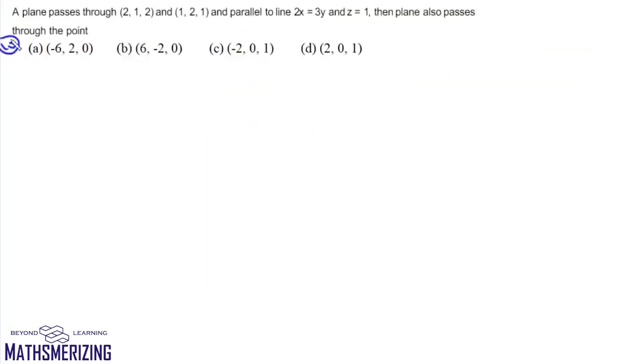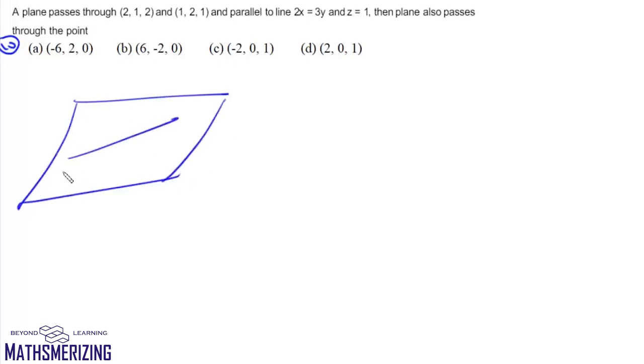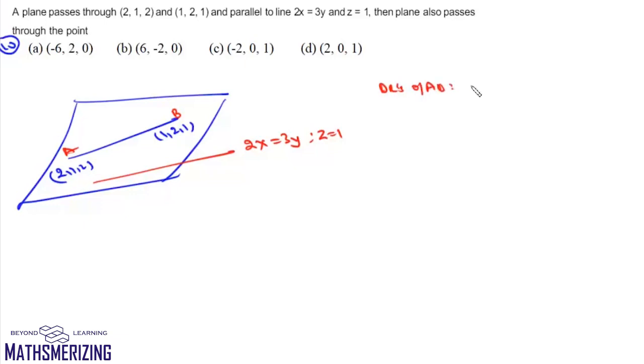Now question number 10: a plane passes through these 2 points, (2, 1, 2) and (1, 2, 1), and it is also parallel to this line, which is 2x equals 3y and z equals 1. So we'll find the direction ratio of this line. So the direction ratio of this line, say AB, it will be 1, minus 1 and 1.